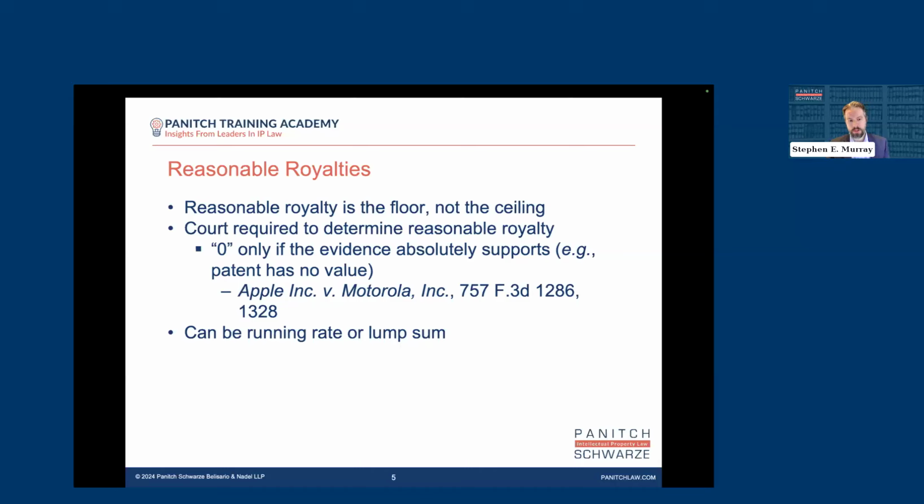Often you see a lump sum that is awarded to compensate for past infringement, with a running rate that goes forward on any post-trial sales. Although sometimes a lump sum might be ordered that acts as a paid-up license for all past and future infringement of the patent. It's a flexible process. If you could go to the next slide, please.